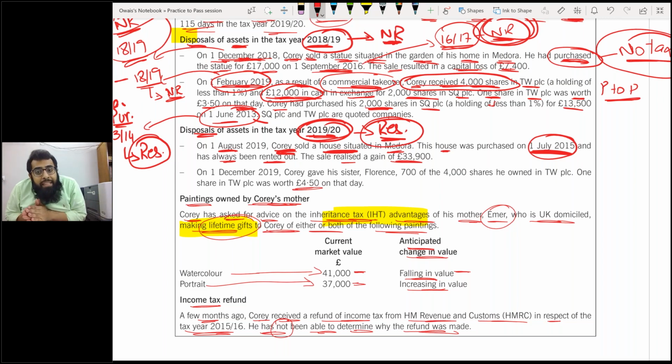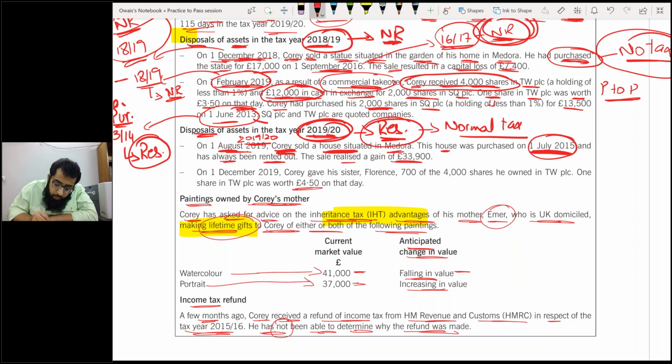In 2019-20, you were UK resident. We just determined it in the previous part. And if we sell something while we are UK resident, we pay normal tax on that. There is no debate on this.